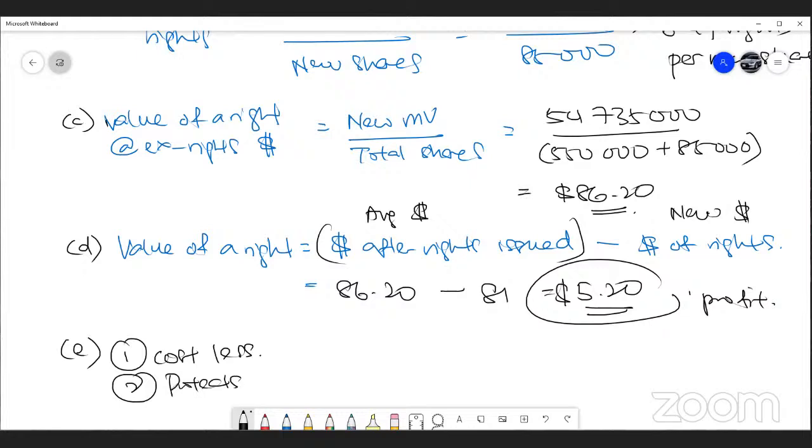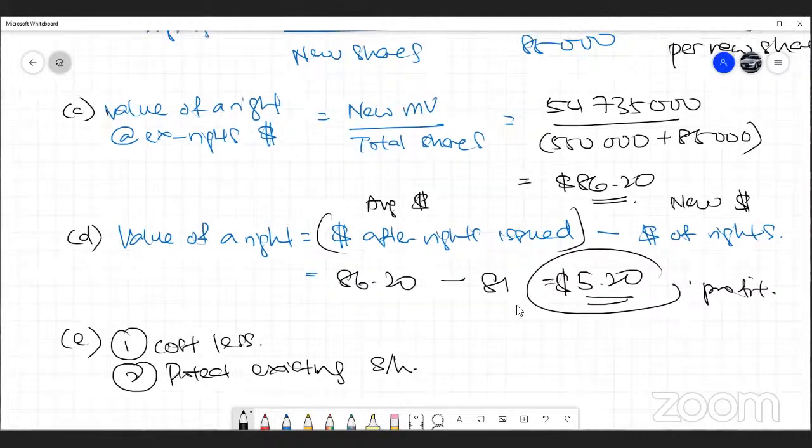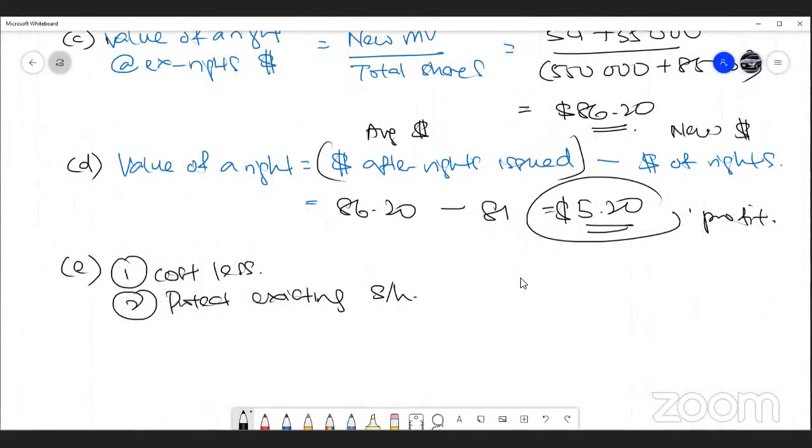Protect existing shareholders. And lastly, it protects against being underpriced. So 3 reasons why they issue rights instead of general cash. Number 1, it costs cheaper. Number 2, protect the existing shareholders. And lastly, protect against being underpriced, so they don't screw up the market.